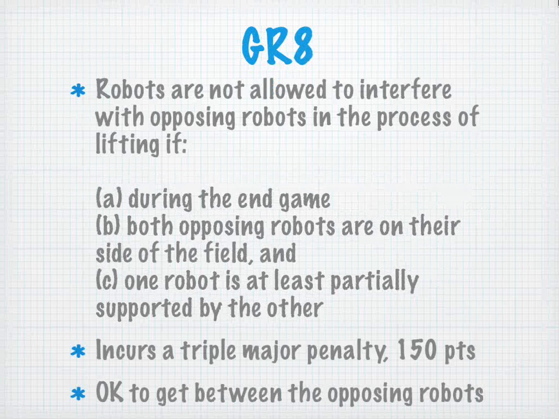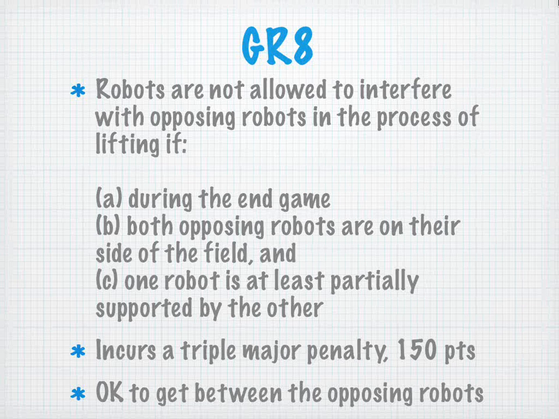Game restriction 8: robots are not allowed to interfere with opposing robots in the process of lifting. So here's the big rule and all the details. This rule only applies during the end game, during the last 30 seconds of the driver-controlled period. It only applies if both of the opposing robots are on their side of the field, so that means two red robots have to be on the red side of the field in order to be protected for lifting.